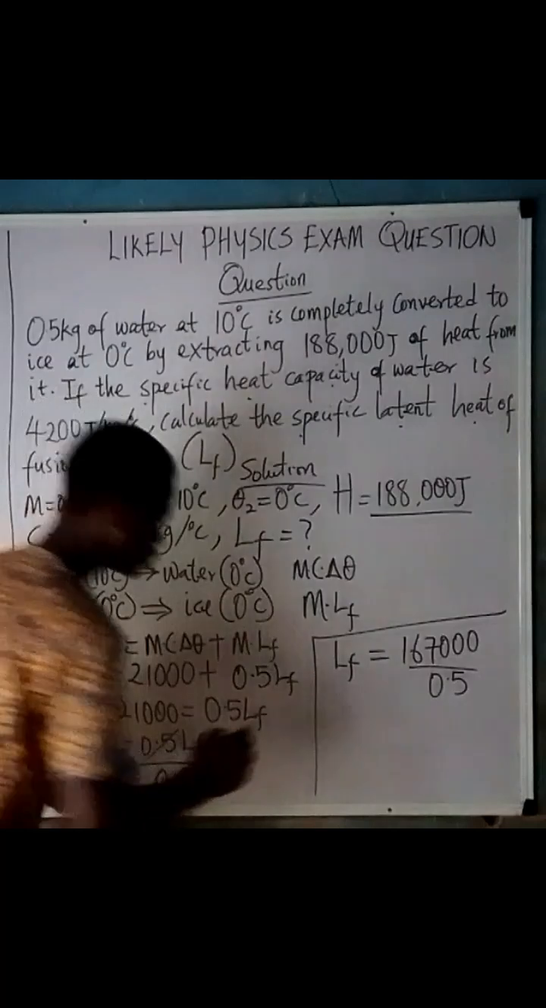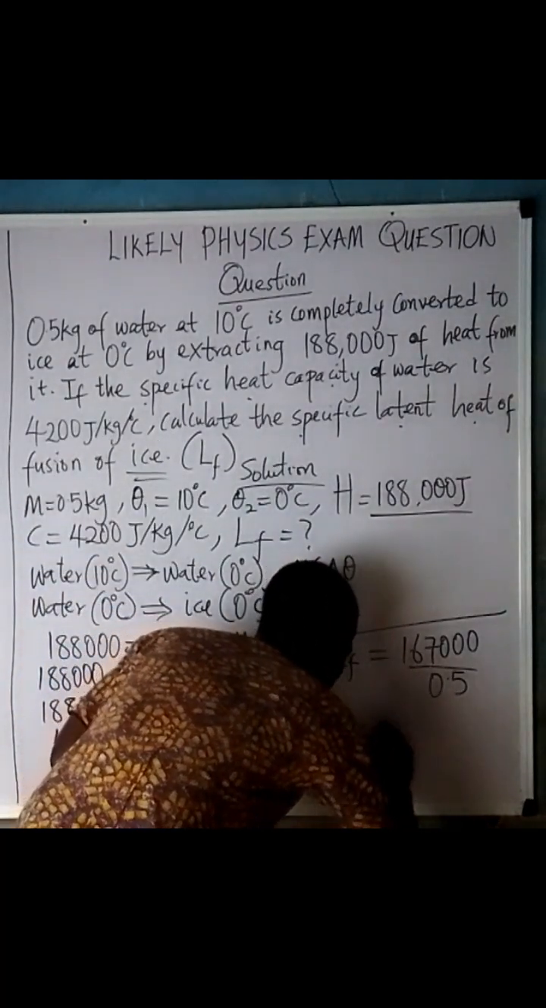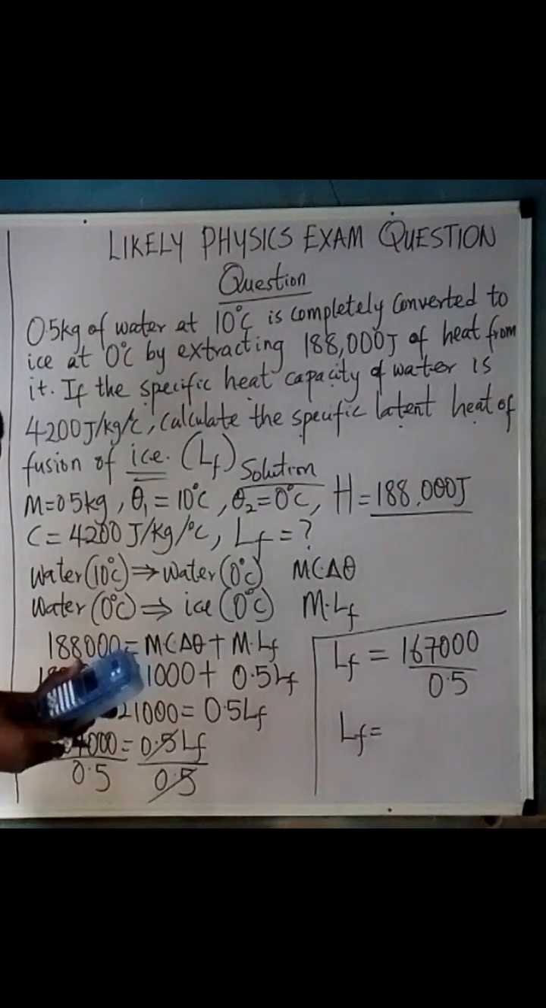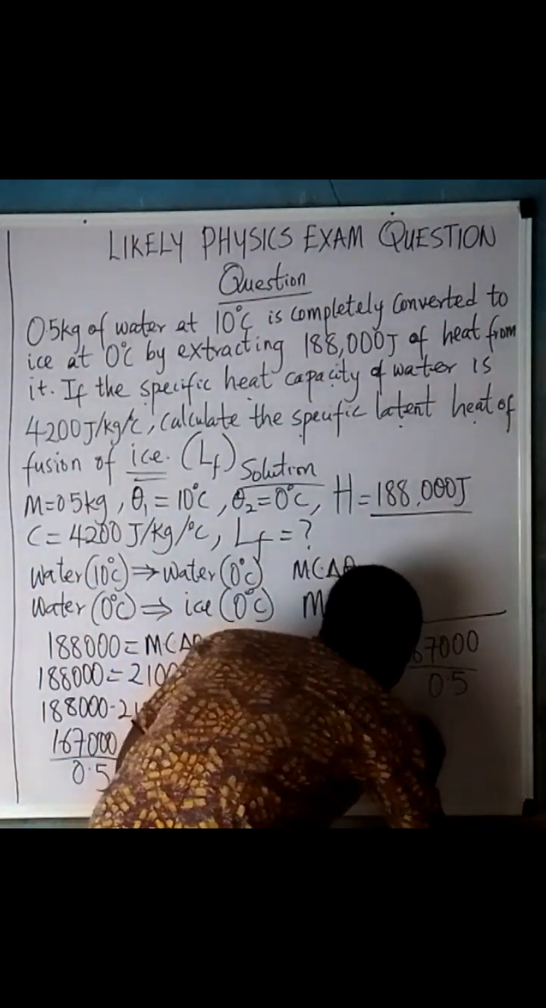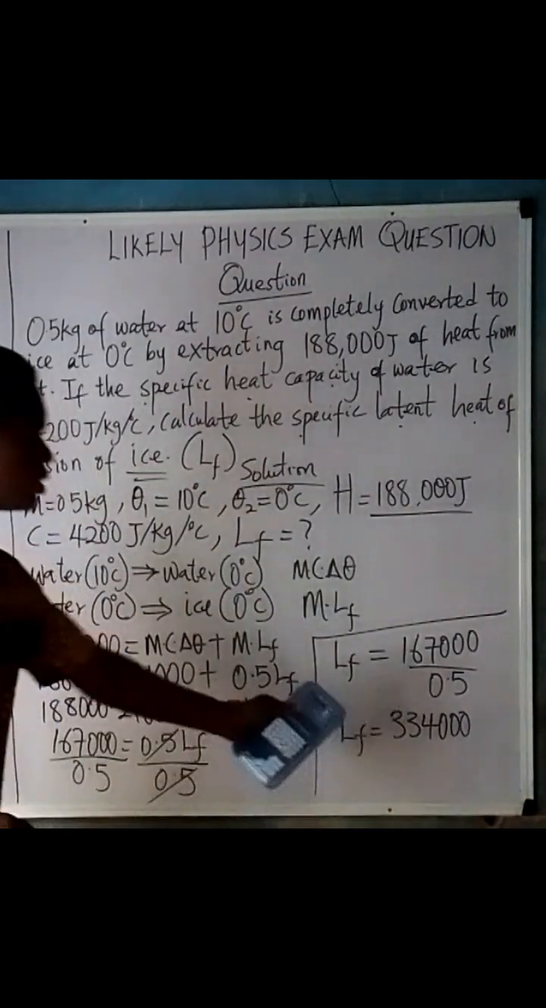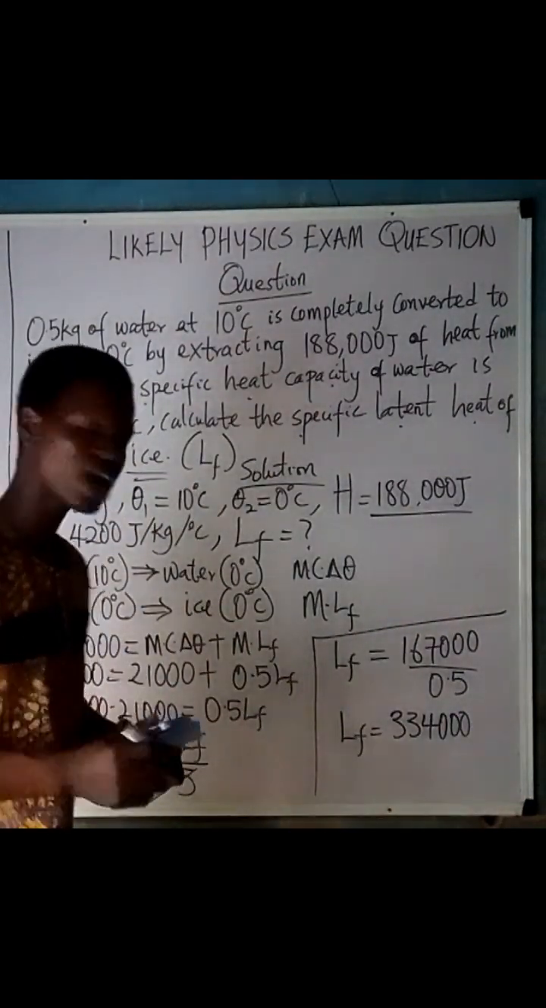So let's do that division. Our LF will now be equal to, let's see what that will be. 167,000 divided by 0.5 gives us exactly 334,000.